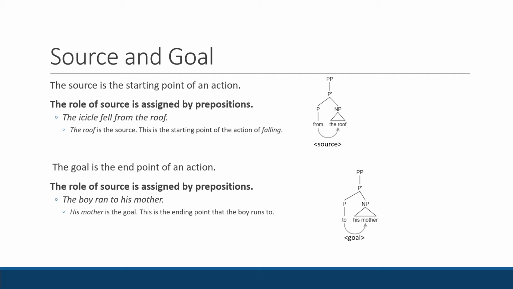The next one is the goal. The goal is the end point of the action. So the role of, this says source, but it should say goal. The role of goal is assigned by prepositions as well. "The boy ran to his mother." So his mother is the goal. This is the ending point that the boy runs to. And look at our prepositional phrase over here. The preposition is "to," and the goal is "his mother," the noun phrase.